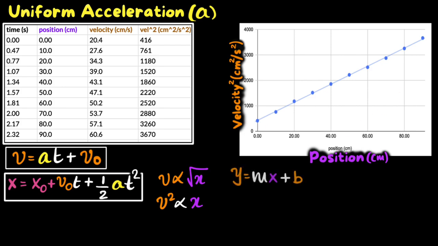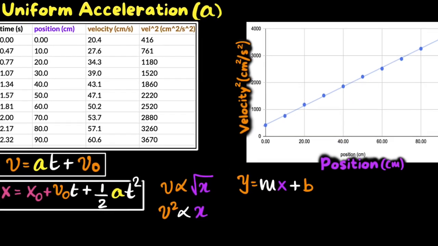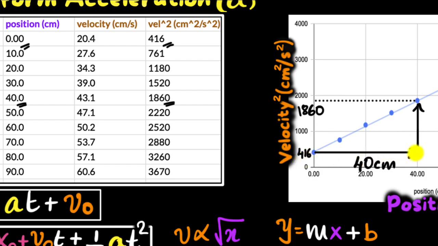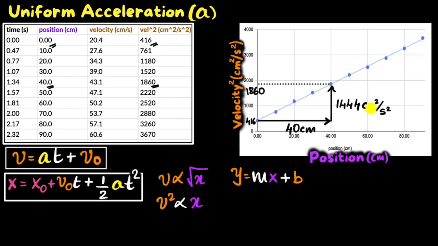All right, so going back, the equation of a straight line, y equals mx plus b. We know what y is, that's our velocity squared. We know what x is, that's our position. We know what b is, this y-intercept, which is the initial velocity squared. The big question is, what is m? Well, let's look at the values and try to figure that out. So we can do rise over run. If I consider 40 centimeters, then the rise over here would be subtracting these two values, which I got from here, which is 1444 centimeters squared per second squared. So the slope would be this divided by this. And if we do that, we get roughly 36 centimeters per second squared.